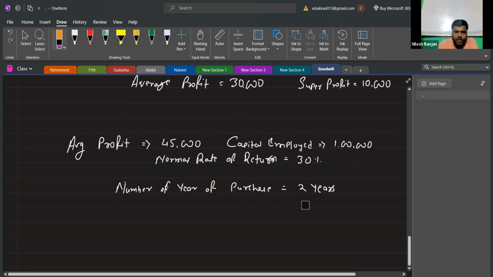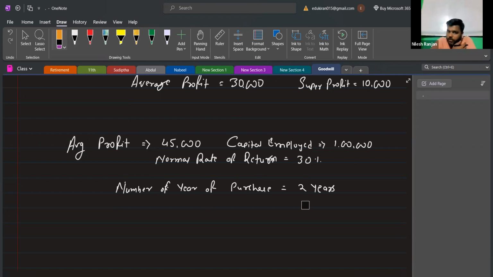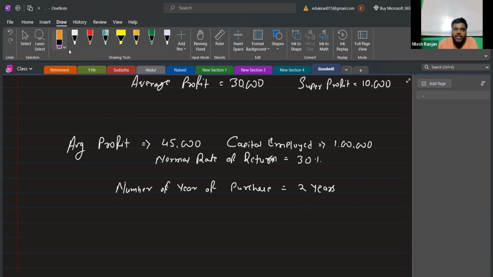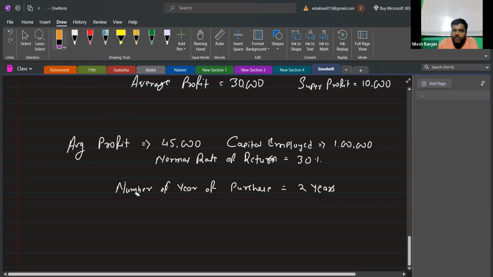and you have to calculate goodwill, but there is no information about which formula you have to use, like super profit or capitalization, then if the number of years of purchase is given, you will use the super profit method. And if it is not given, then you have to use the capitalization method. Okay.